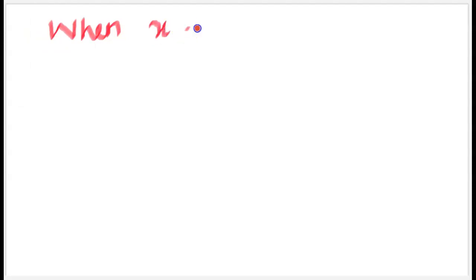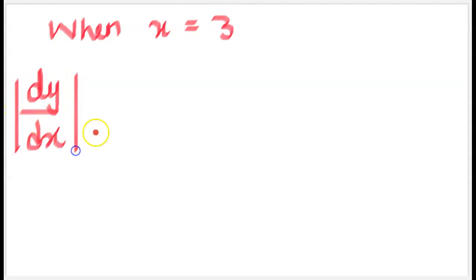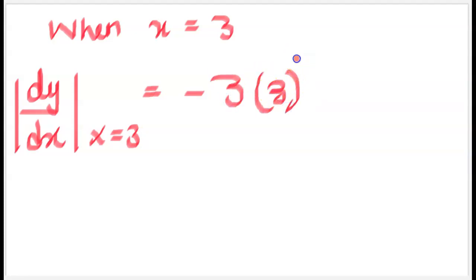When x is 3. So in that case, you do dy over dx when x is 3. And that was a minus 3x squared. So instead of x, I'm putting 3. And minus 2, yeah? So then that will become a minus 3.